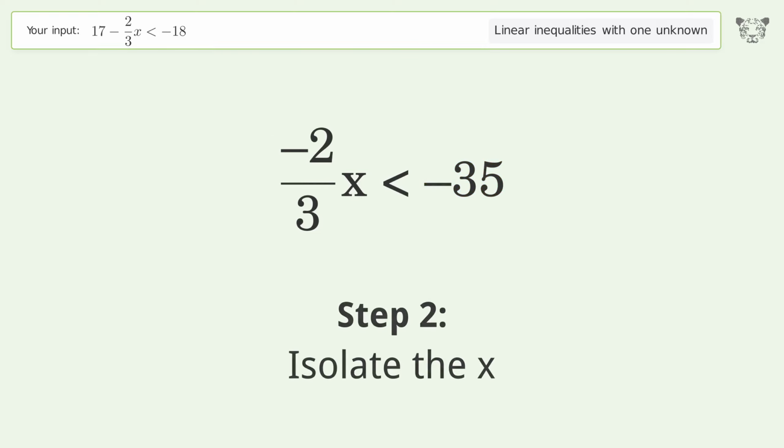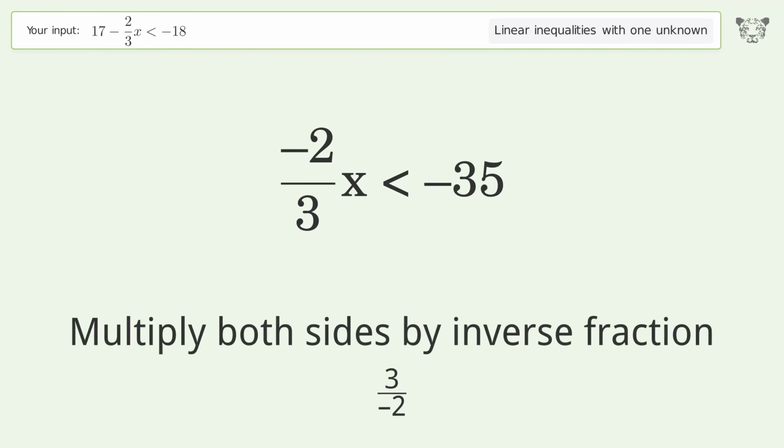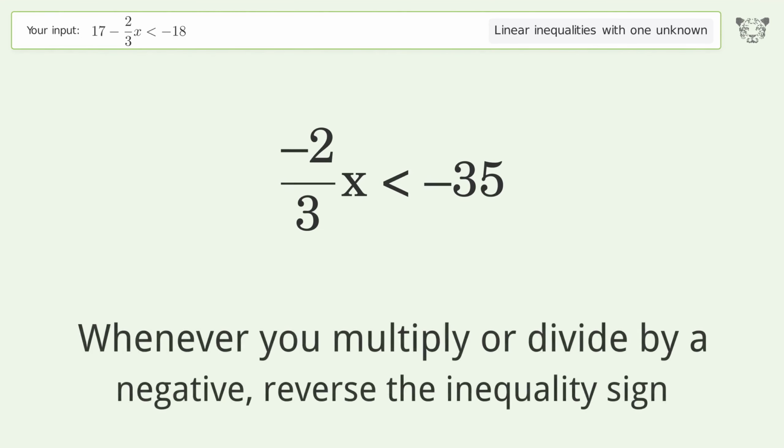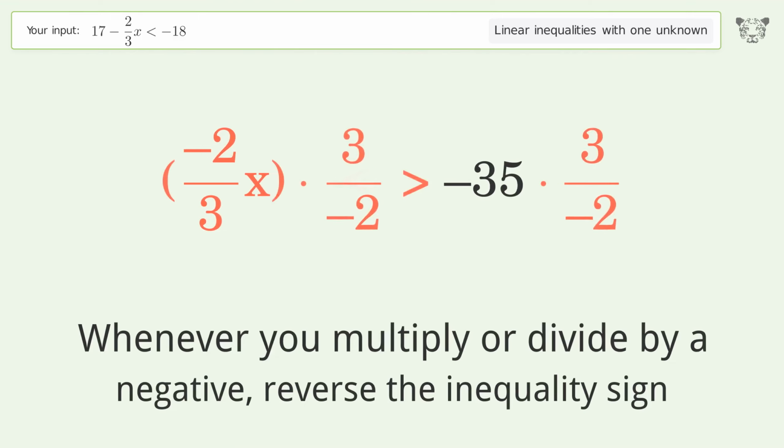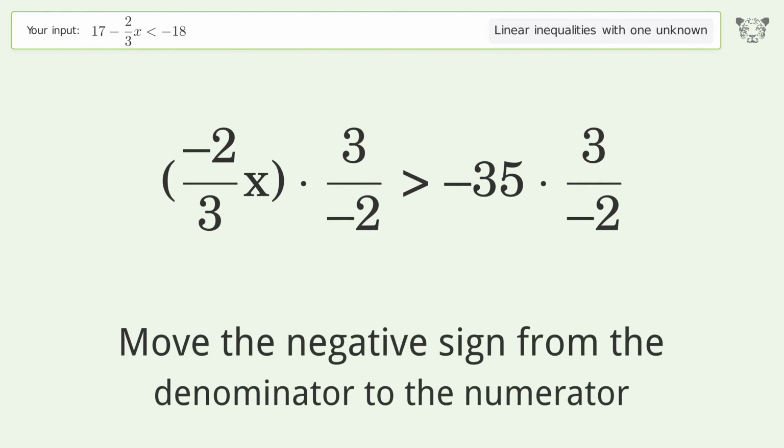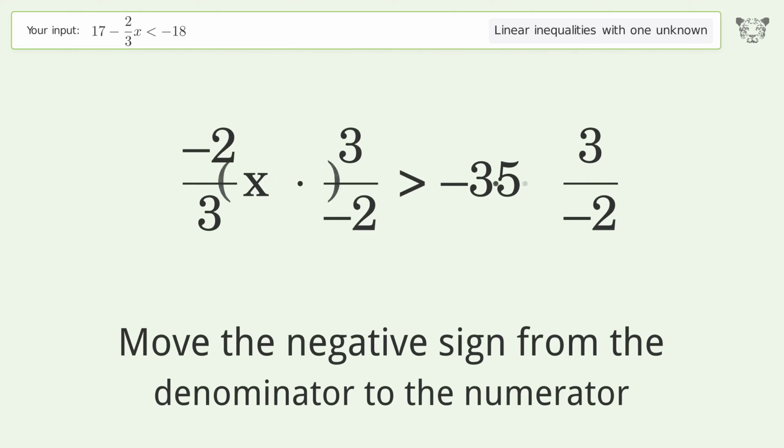Isolate the x. Multiply both sides by the inverse fraction 3 over -2. Whenever you multiply or divide by a negative, reverse the inequality sign. Move the negative sign from the denominator to the numerator.